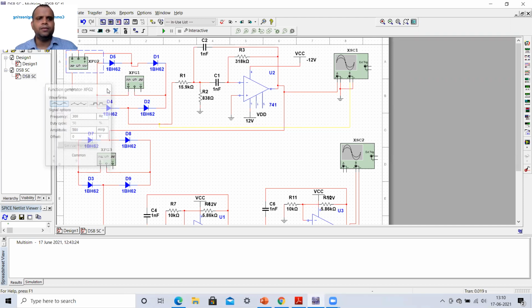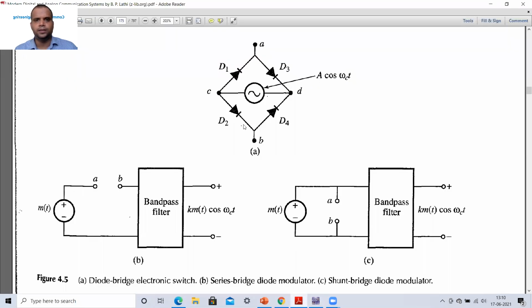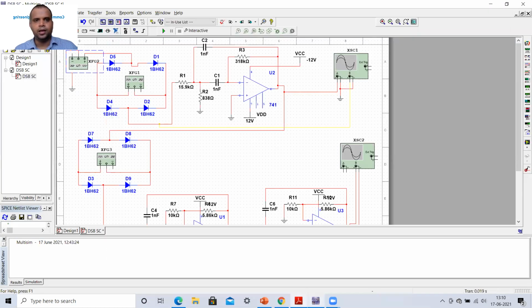Now I have implemented this bridge circuit, whatever bridge circuit is given in the book. Then I have connected the message signal to this particular port A. Here you can see that we have this circuit, and I have connected it to this particular point. Now this circuit we have to complete, and in between we have to connect our carrier signal.